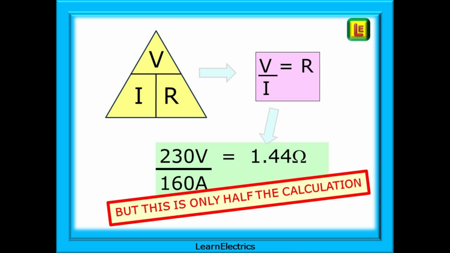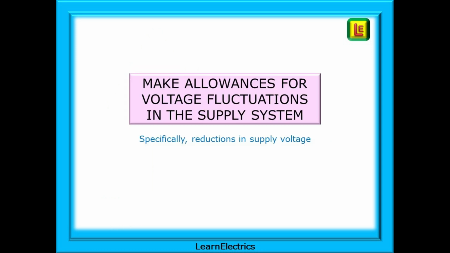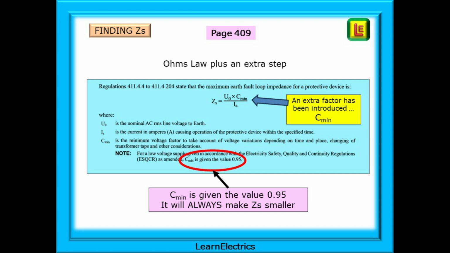There is always a twist in the tail, something else to consider. We must make allowances for voltage fluctuations in the supply system, specifically reductions in the supply voltage. Turn to page 409 in Appendix 3. Here we will find an easy formula that is nothing more than Ohm's law plus one extra step. We will introduce an extra factor called Cmin, a minimum voltage factor.